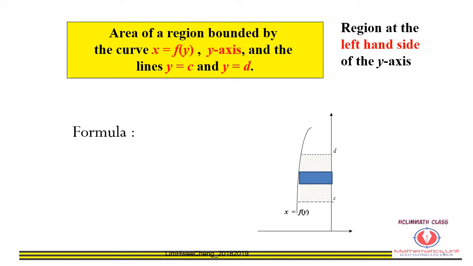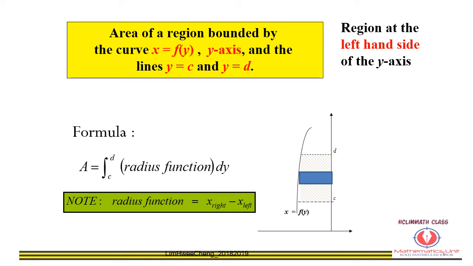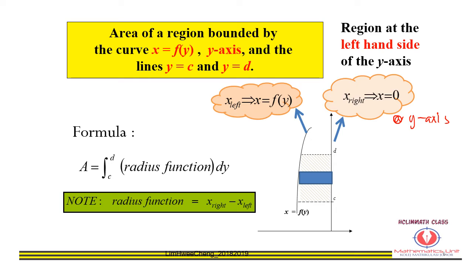On the other hand, if the region is at the left-hand side of the y-axis, to apply the definite integral of the radius function with respect to y, we also have to determine the radius function as the x right minus the x left. For these cases, the x right now is x equal to 0, or the y-axis, whereas the x left now is x equal to f(y).